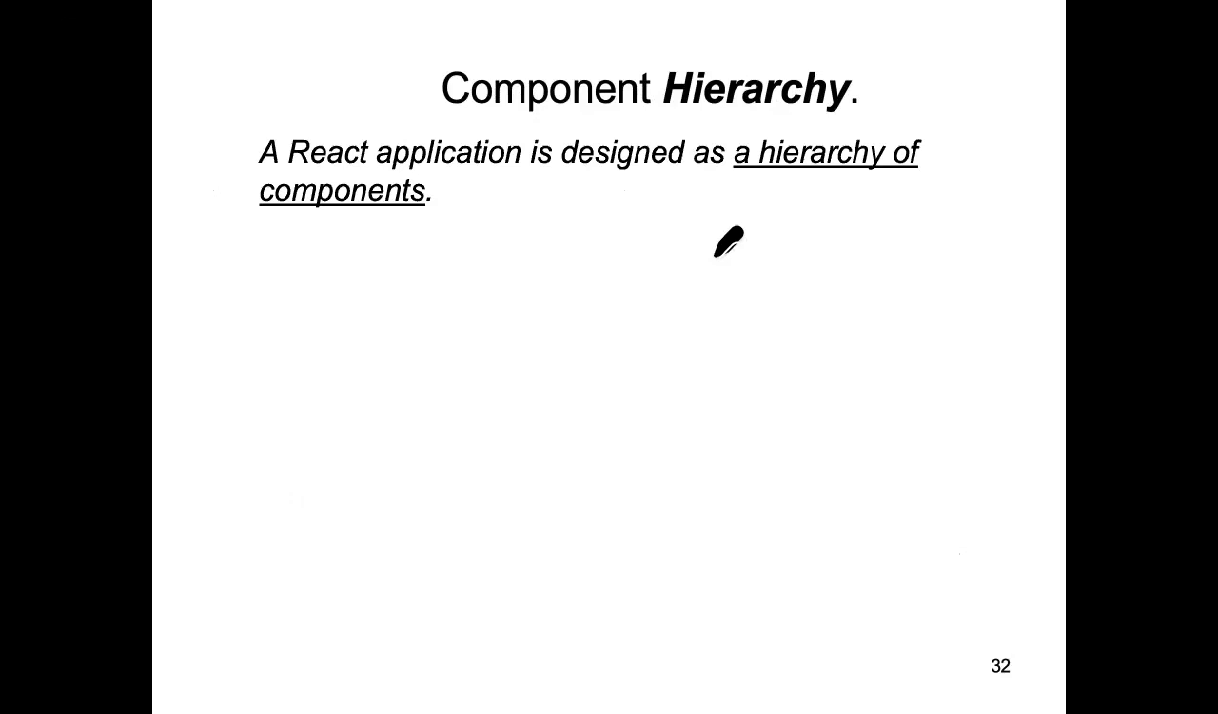Every React application that you will ever develop will always finish up as a hierarchy of components. There will be a component at the top of the hierarchy. It will have children, those children components will have their children, and on it goes. It will always be a hierarchy of components. It doesn't have to be a balanced hierarchy, but you just cannot get away from this fact when you're designing any React application.